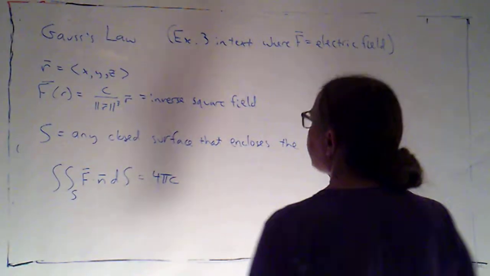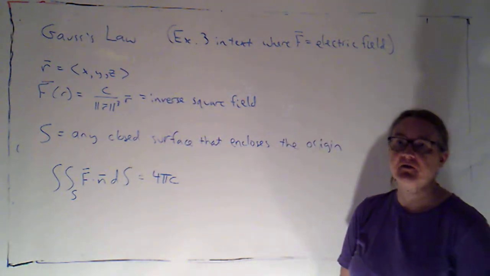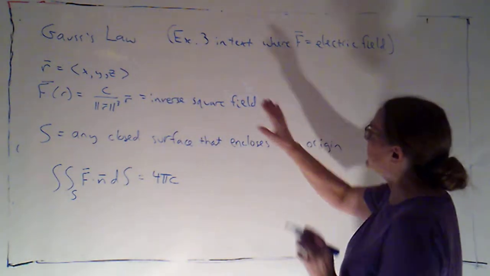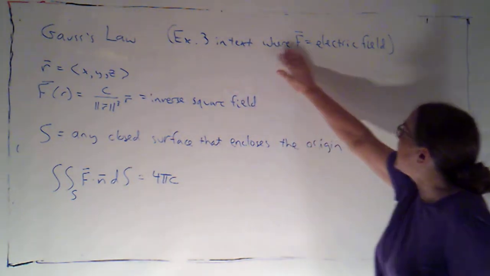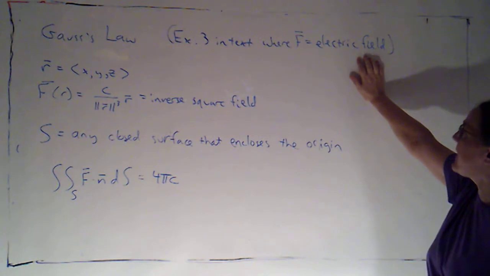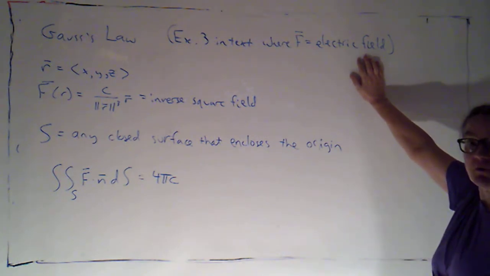We're going to take a look at Gauss's law, which deals with inverse square fields. I want to just point out that your book deals with this as example 3 in this section. There they're dealing specifically with F being an electric field. That's one example of an inverse square field.